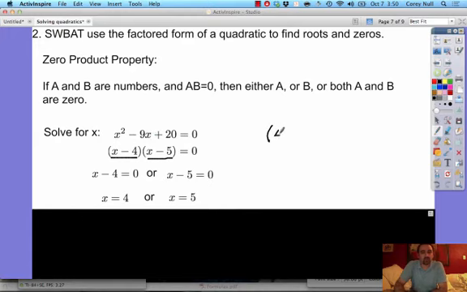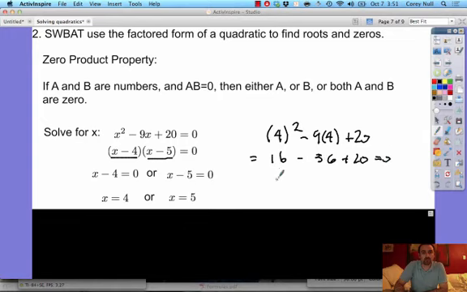Okay, so let's see. 4 squared minus 9 times 4 plus 20. 16 minus 36 plus 20. Does that equal 0? It does. This is negative 20 plus 20 equals 0. So 4 definitely works. How about 5?